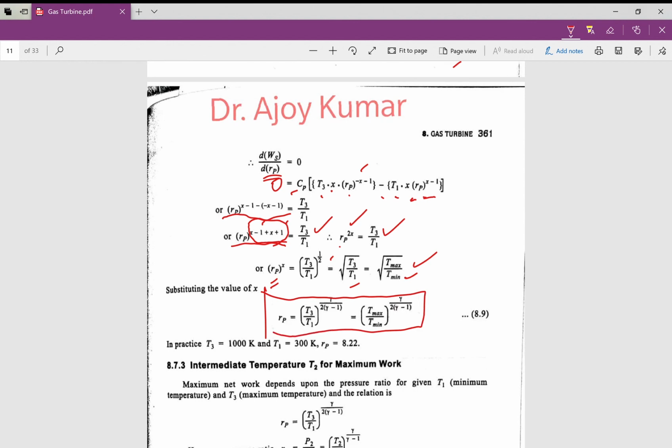So students, this T max and T min, suppose in practice the inlet temperature is around atmospheric temperature, if it is considered as 27 degrees centigrade, it comes to 300 Kelvin, and maximum temperature around 1000 Kelvin. So the pressure ratio comes almost around 8.22. This equation, students, is very important from the examination point of view.